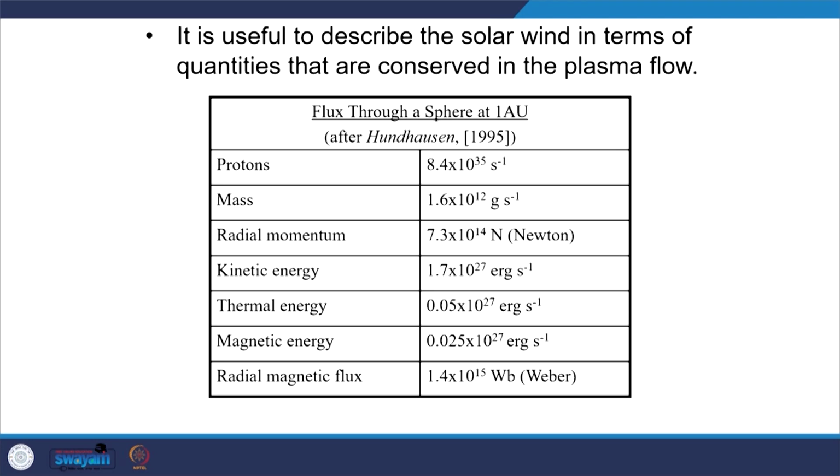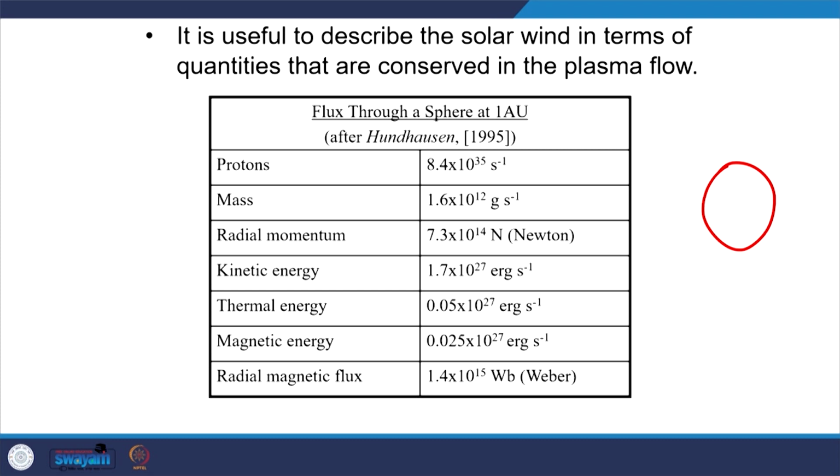It is also useful to describe the solar wind in terms of quantities that are conserved in plasma flow. What do you mean by conserved in plasma flow? As they flow, you take a sphere at one astronomical unit, a sphere representing the earth. What will be the flux that goes through this sphere? Protons will be 10 to the power of 35 protons per second.